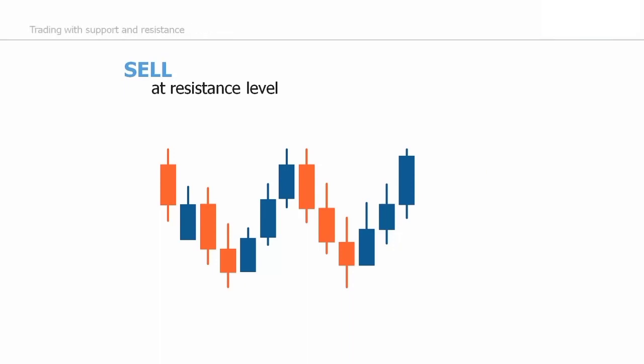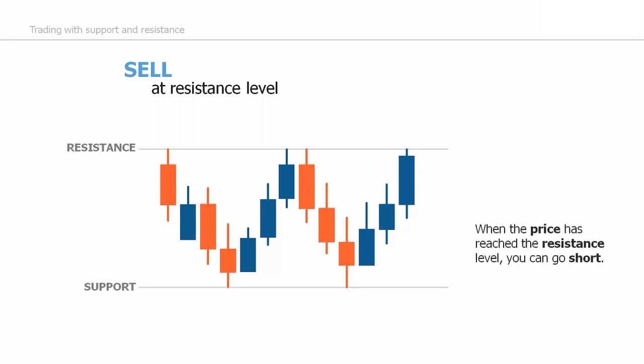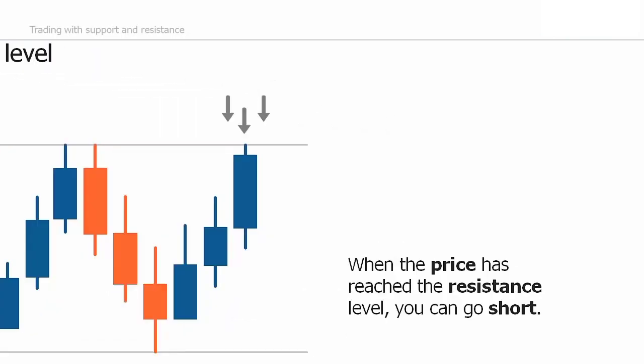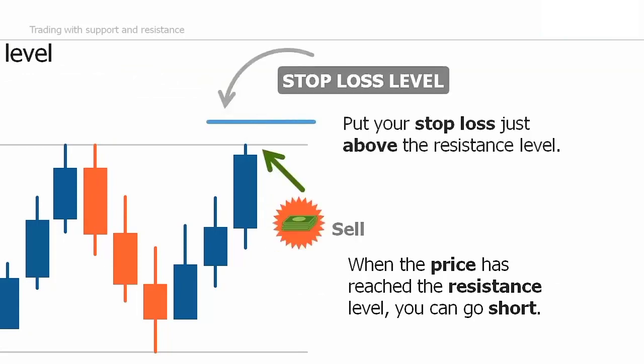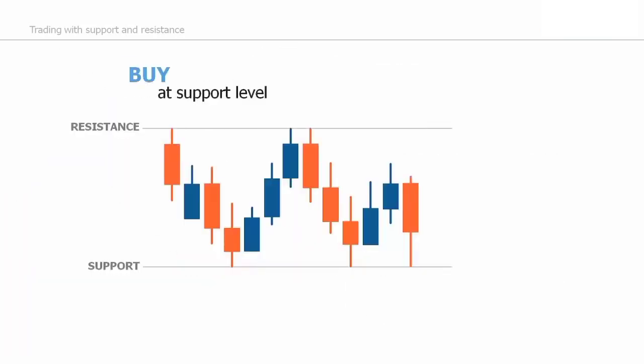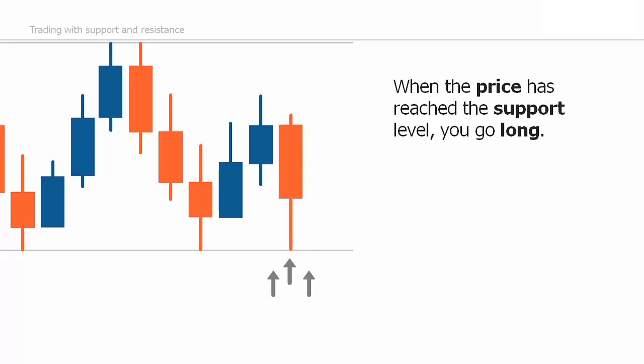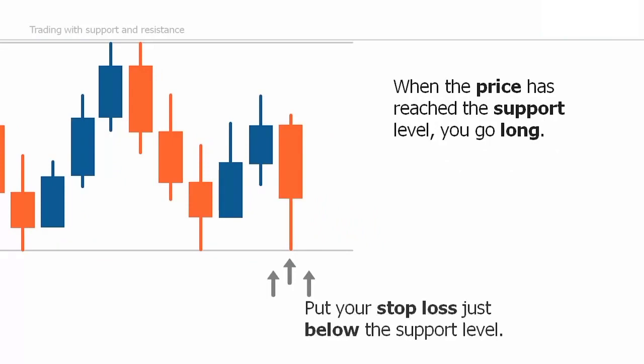In order to trade support and resistance, you first identify the levels. Because you are expecting such a reversal, you can go short at this resistance level. Put your stop loss above the resistance level. You follow the same process when looking to buy at support. Because you are expecting the price to reverse back up at support, you could go long when a support level is reached. You set your stop loss below the support level.